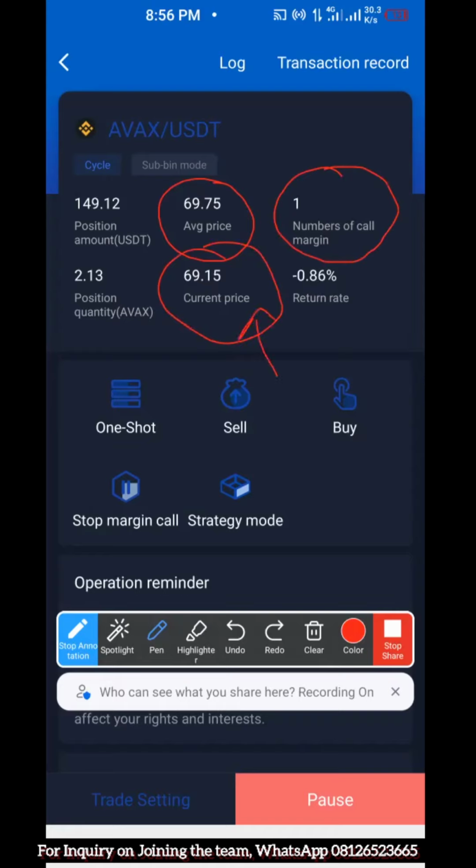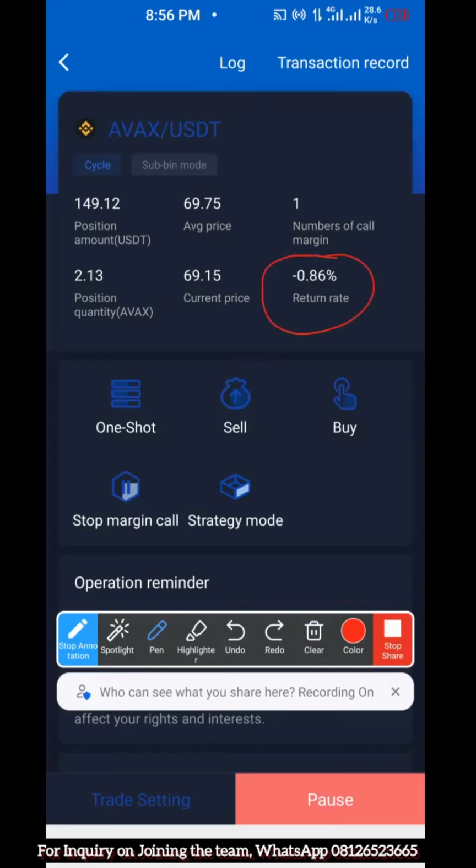This is the current price. It guides you and lets you know that, okay, yes, it's almost getting to my average price. So the idea and the desire is that your current price passes your average price and you collect 1.1% at the end of the day, depending on how you have actually set it. Now, this is the return rate. This is where I like to look at to guide me most of the time.